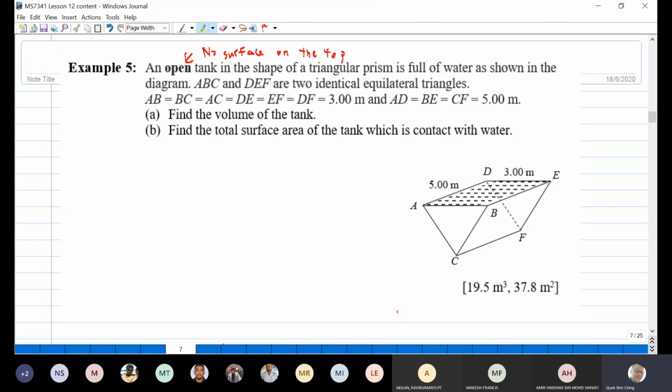And then the base is a triangular prism, ABC and DEF. You can see ABC is here, DEF is here, this is the base here. They are identical equilateral triangles. What that means, equilateral triangle means all sides have the same length.